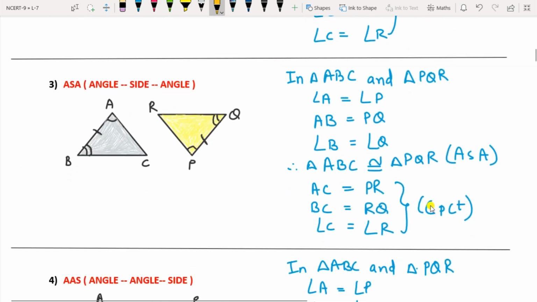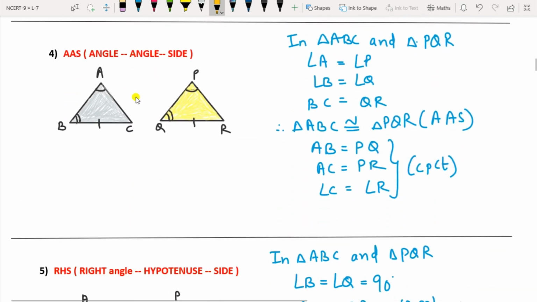Third one is ASA, that is 2 adjacent angles and a side between them. It is called ASA, that is angle side angle. So by proving that angle B is equal to angle Q, you have to see the symbols for the angle. Here it is double marking, so B is equal to Q. This is single marking for A, so A is equal to P here. And AB is equal to PQ. Therefore the triangles are congruent, and the remaining things, that is two sides and one angle, are equal to each other by CPCT.